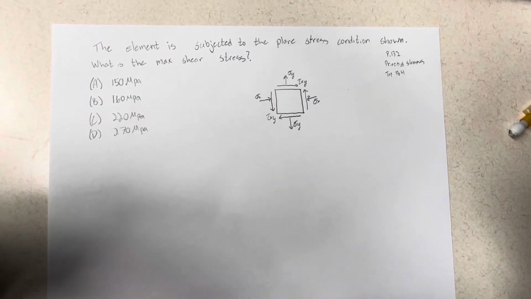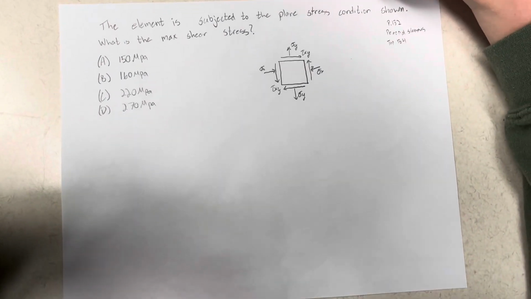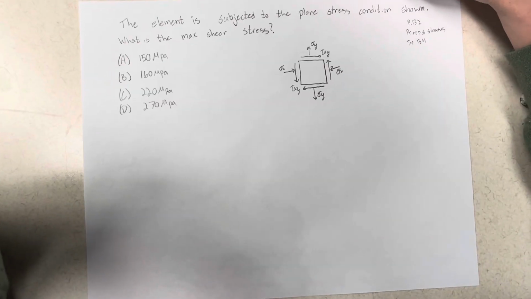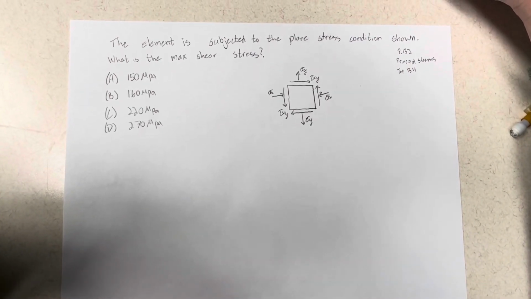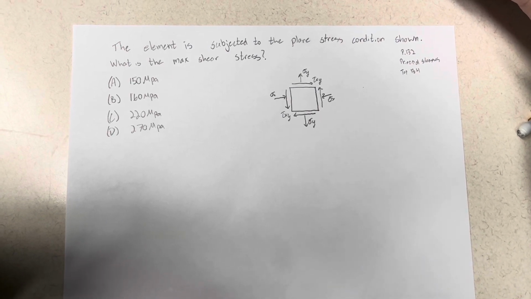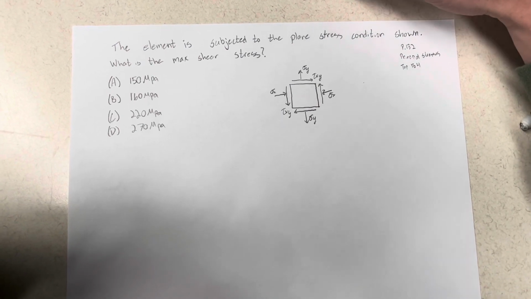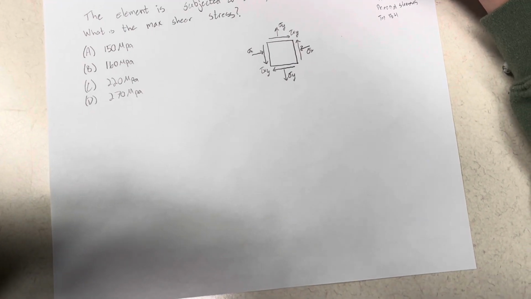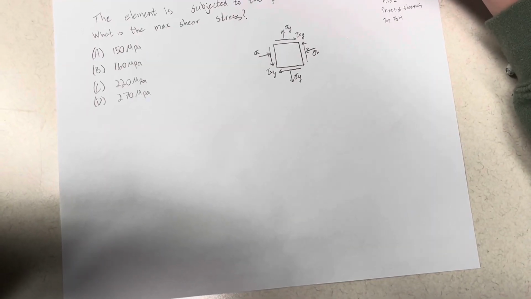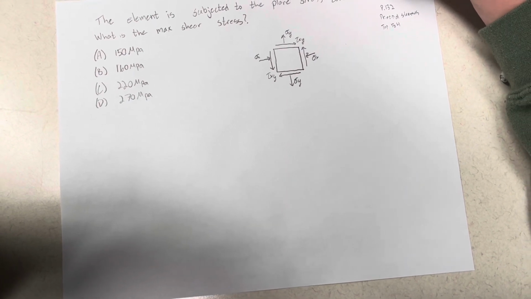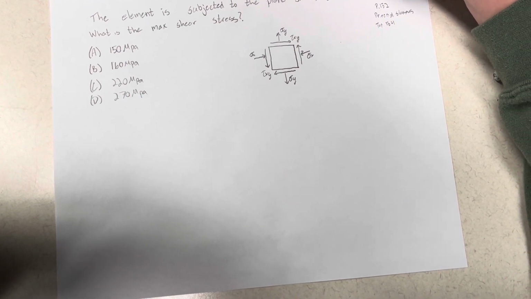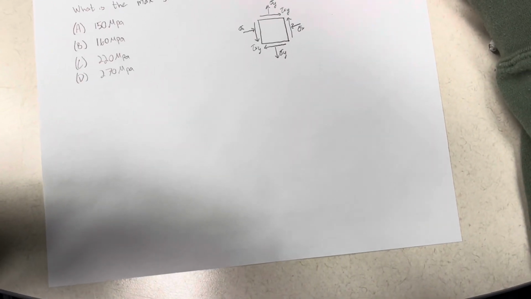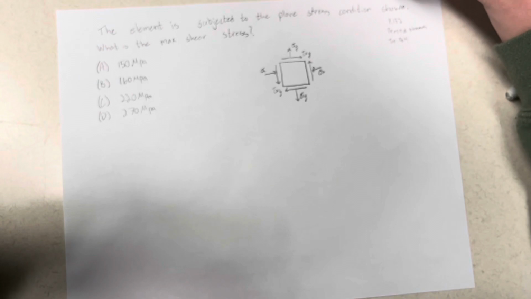The next problem we're going to get into is just a principal stresses question. It's saying, what element is subjected to the plane stress condition shown? What is the max shear stress? For this problem, we're able to go to page 132 that talks about stress and strain, and we have the sigma A and sigma B equation. So I'll just write that out real quick.